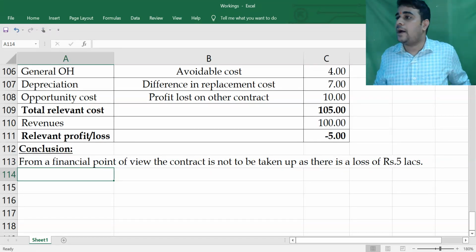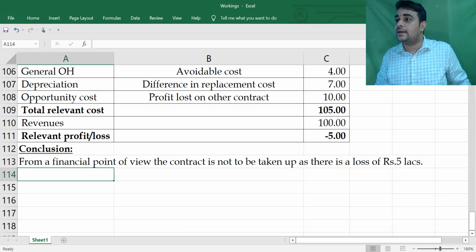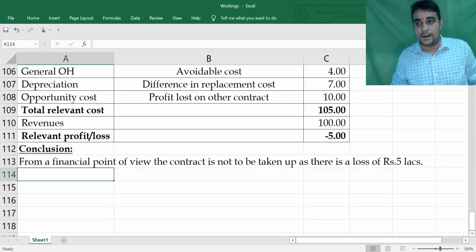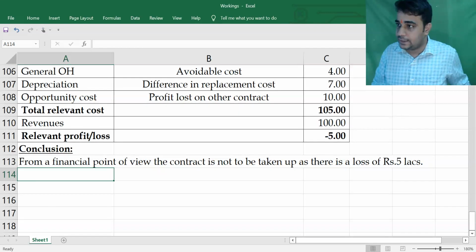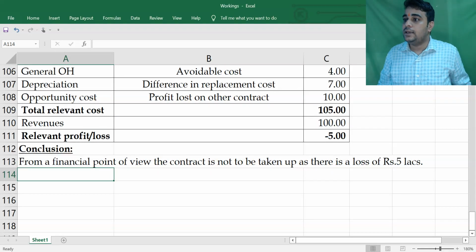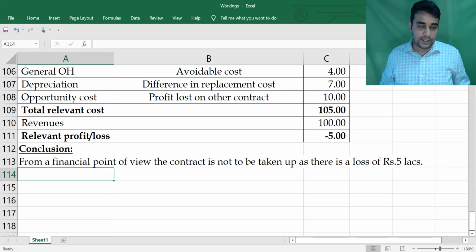Now, non-financial factors like possibility of further orders. If there is a possibility that I can get future orders from this company, I may decide to take up this contract even at a loss initially. This is just one point.